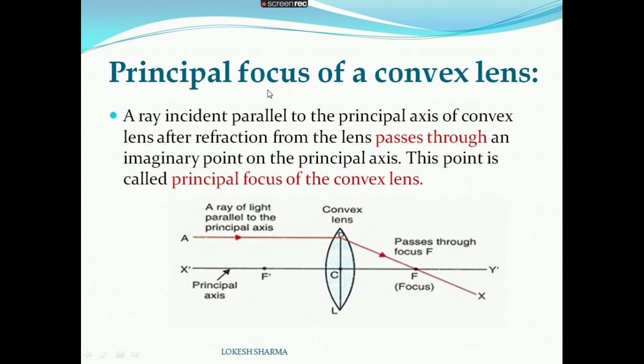Now the next heading is principal focus of a convex lens. A ray incident parallel to the principal axis, after refraction from the convex lens, passes through a point on the principal axis. This point is called the focus of the convex lens.